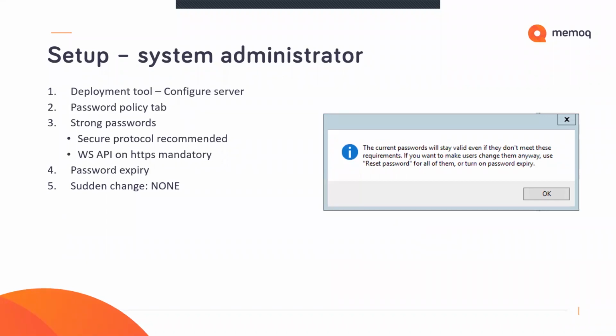So what we suggest is, if you want to make users change their password instantly anyway, then you can manually either use reset password on them or turn on password expiry for a fairly short time. And then after they all change their password to a strong one, you can turn it off.